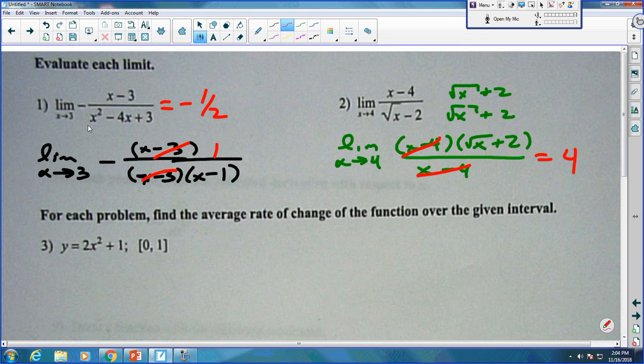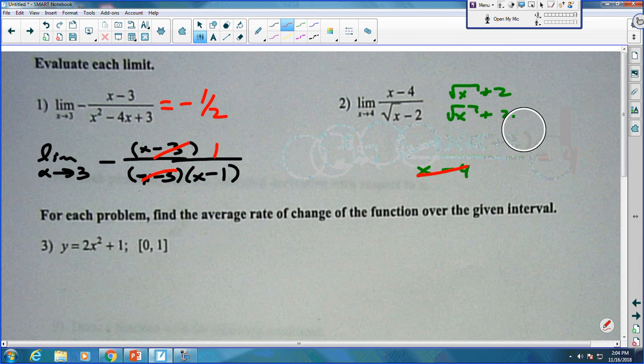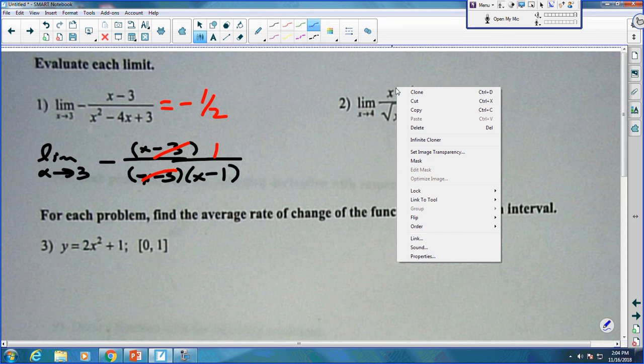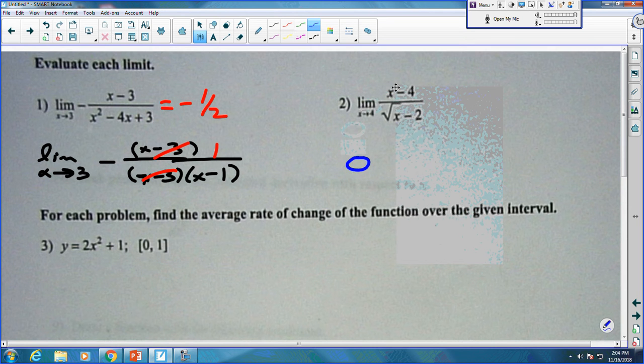I would not do this. Everyone, I see that the top is a difference. The top is a difference. So I know any difference will factor. And I notice that the square root of x is the square root of x. And I notice the square root of 4 is 2. So watch this move, everybody.